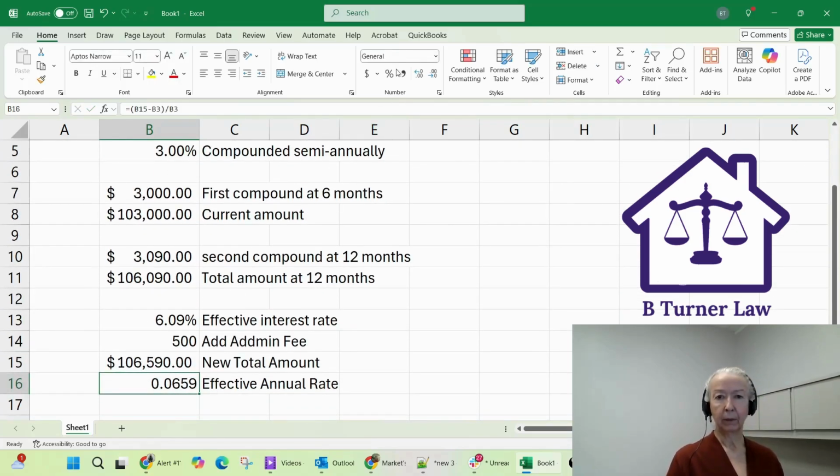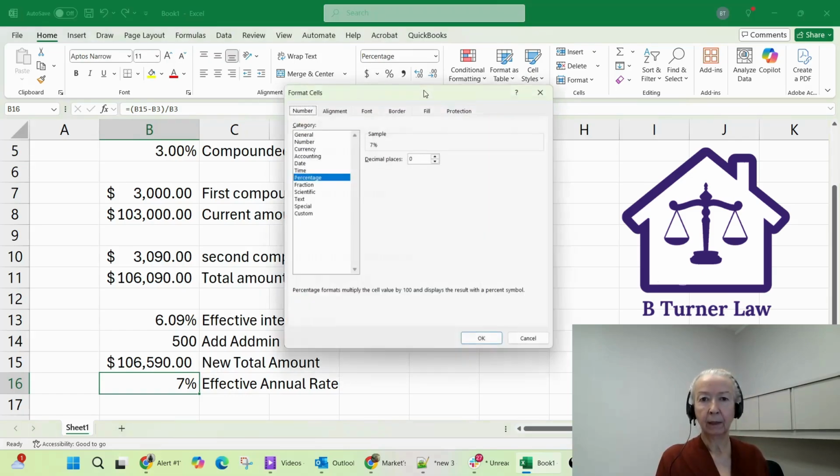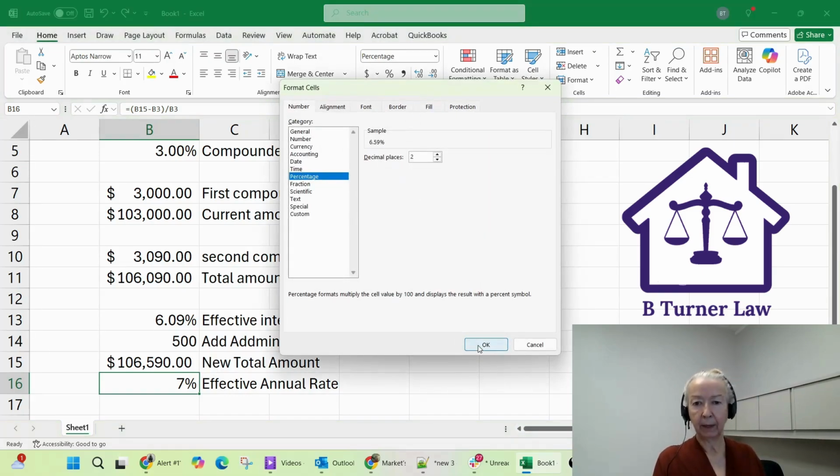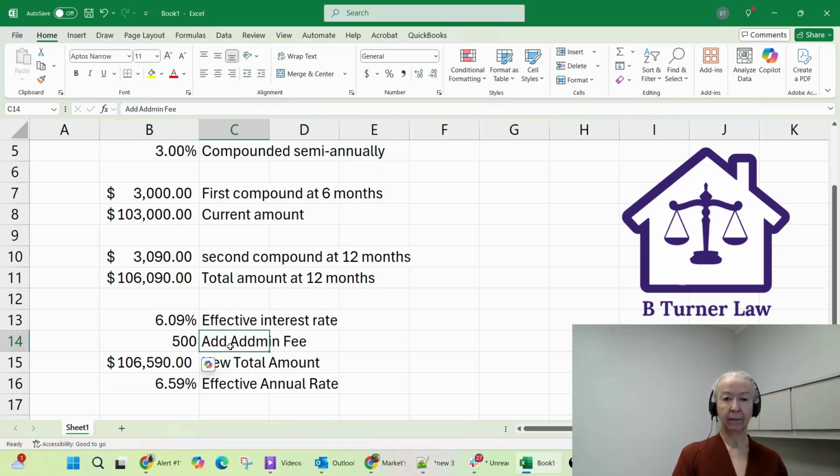And let me just put this into a percentage with the decimal places. Give me 2 seconds to show that. 2 decimal places. Okay. So if there's an admin fee, it's gone from an effective annual interest rate of 6.09% to an effective annual rate of 6.59%. This is how you would calculate the effective annual rate. You would add all the additional expenses. In this case, we used an example of $500 for an admin fee. This is how you get to the effective annual rate.